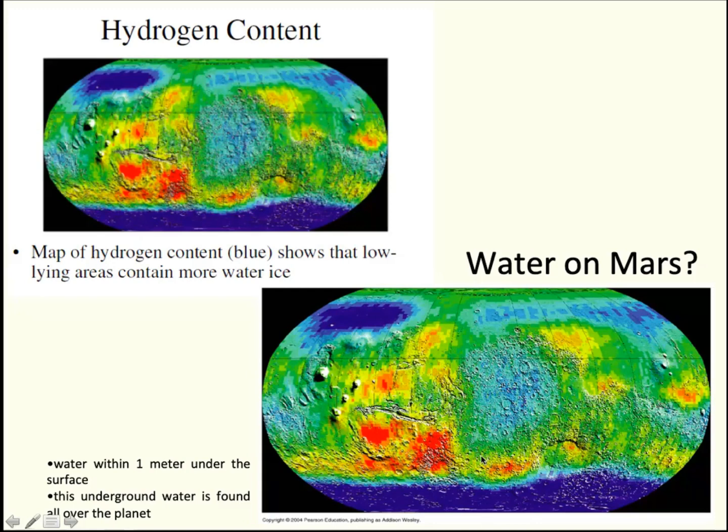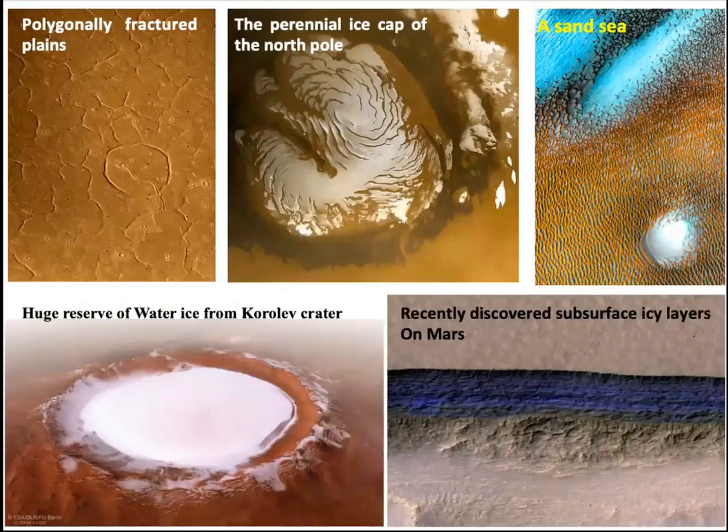Which means that on Mars, a huge volume of water in the form of water ice is there. Some other activities indicative of glaciers are also present on Mars. You can see polygonally fractured plains, then a perennial ice cap in the polar regions. And here you can see a mixture of dusty materials with icy materials. That's why here it is a clean surface, and here it is a dusty surface. So a combination of glacial and Aeolian activities is taking place over here.